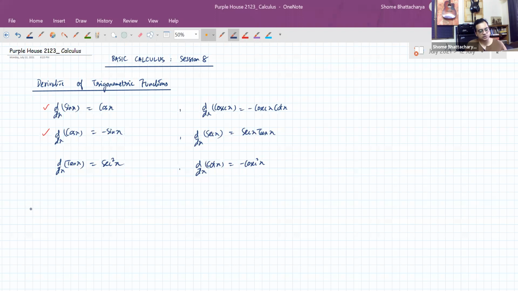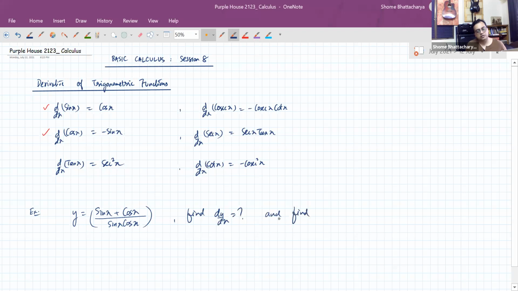So now, for example, from this we can solve something like this. Suppose we have a function y is equal to sin x plus cos x upon sin x into cos x. What we want to do is find the derivative of this function and find the value of dy by dx at the point x equal to pi by 6, let's say.